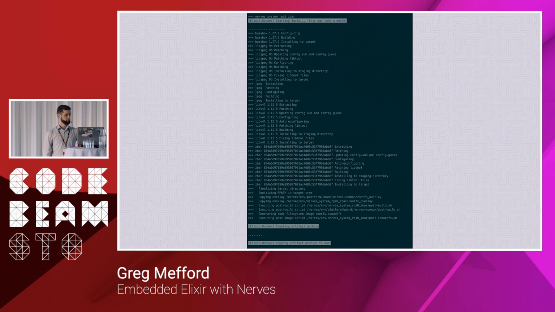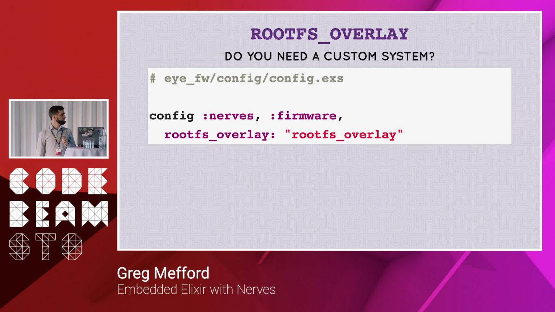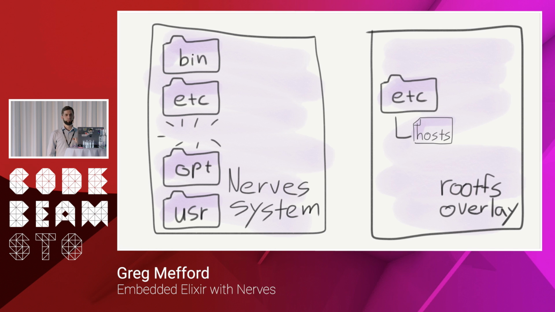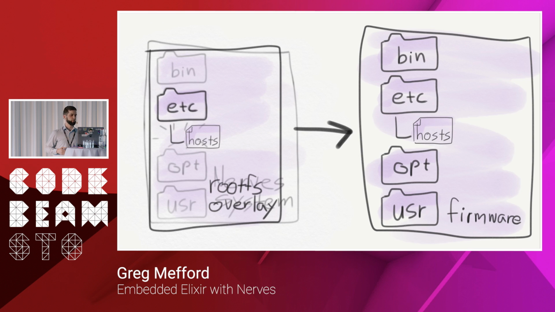It's not super scary. But you may not need a custom system, because if you just want to, for example, put a file on there, you can use something called a rootfs overlay. As the name implies, the normal Nerves system has some file structure here. If you want to put an etc hosts file onto that, you don't have to change the official Nerves system. You can just overlay this on top of there, so that then your firmware will have that file in it.